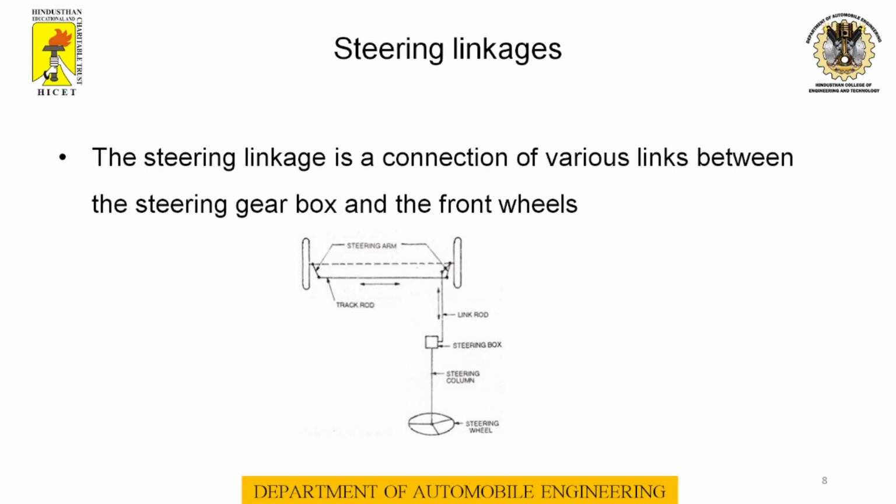The next topic we are going to see is the steering linkage. The steering linkage connects the various linkages between the steering gearbox and the front wheel. It has a steering arm, a track rod, a link rod, the steering gearbox, the steering column and a steering wheel.